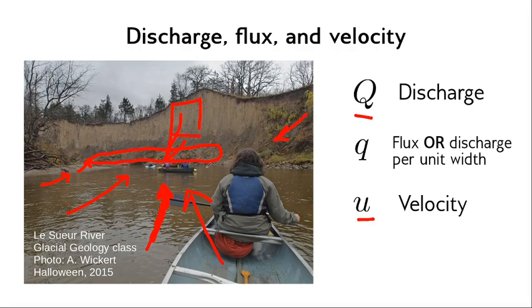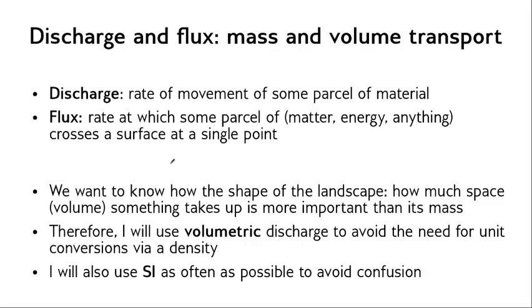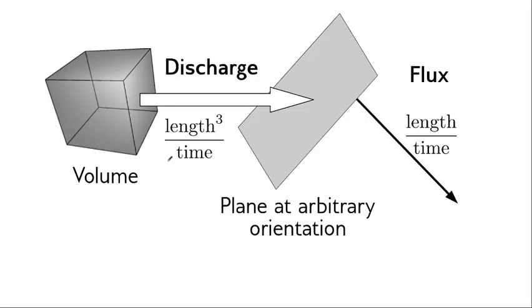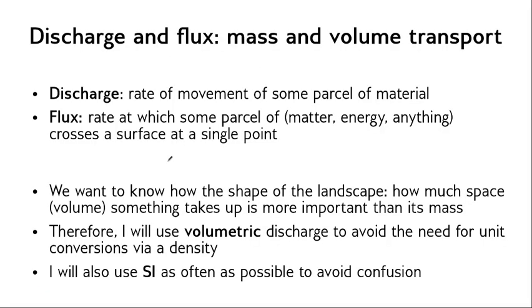And in fact, if we had enough humans going across the river, we could actually talk about the discharge of humans across some particular river cross section right here and say, oh, look, we are discharging one canoe per 5 seconds. So discharge and flux are really important terms because they describe mass and volume transport, and in fact the transport of lots and lots of different things.